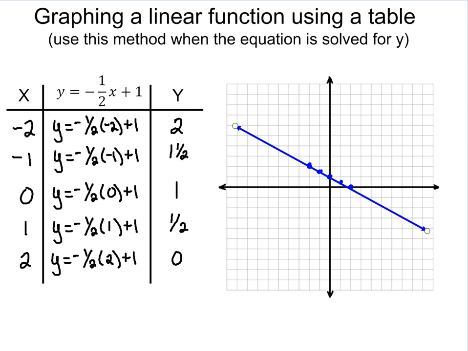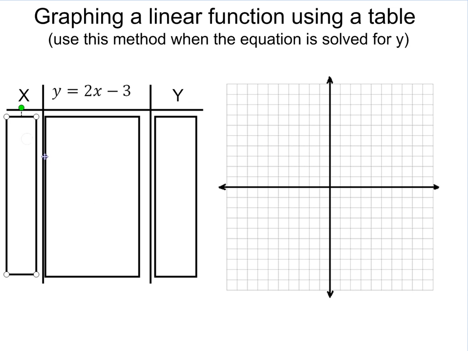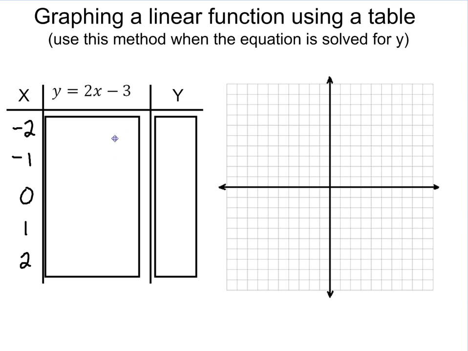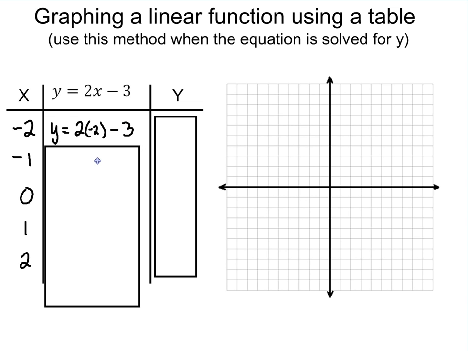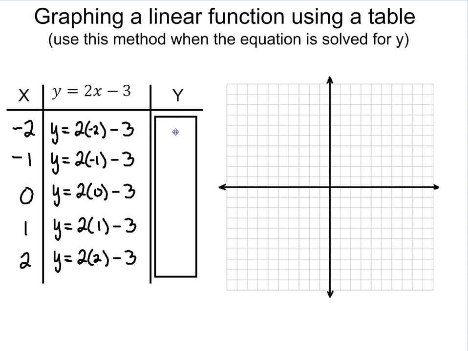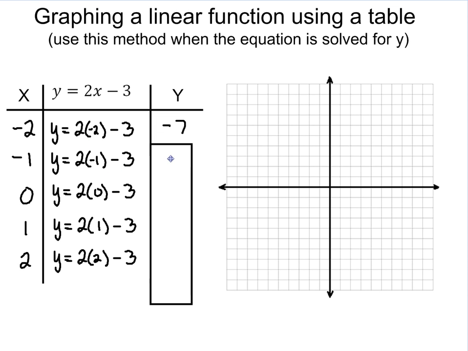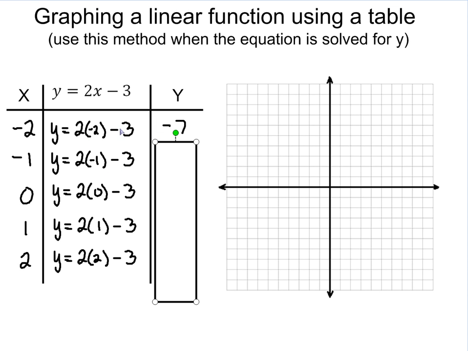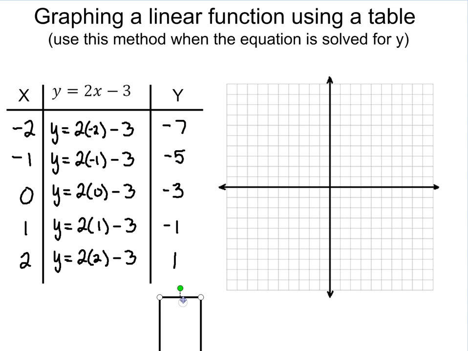Got one more we want to look at. Going to use the exact same table of values: -2, -1, 0, 1, and 2. We're going to plug in each of the values. So 2 times -2 is -4, minus 3 is -7. And we go all the way down the list and get all the values there as well.